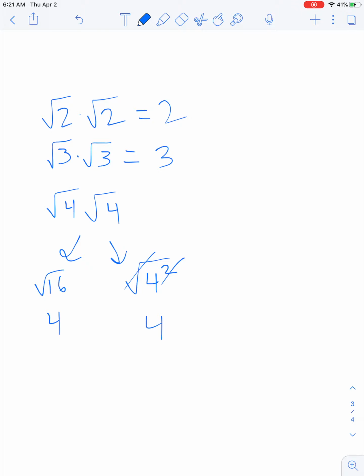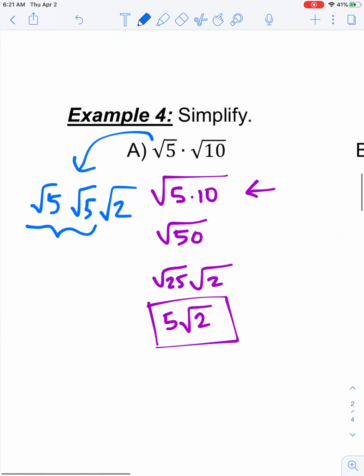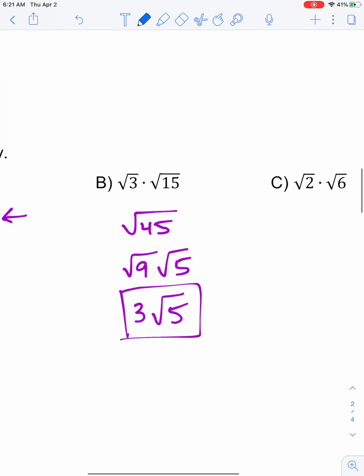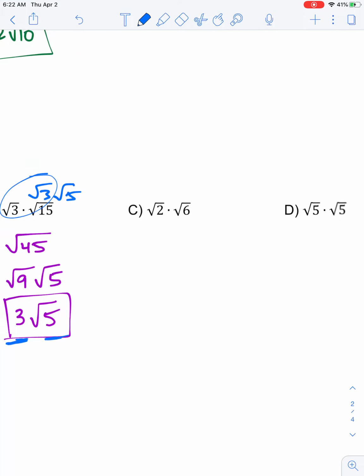Root 5 times root 5 is 5. Root 6 times root 6 is 6. So, going back up here, when I have root 5 times root 5, that just becomes a 5, and then I have a root 2. So just another way of doing these problems. Same thing here, if I break up the 15, root 3, root 5, then I have root 3 times root 3 is 3, and then a root 5, and I get the same answer.